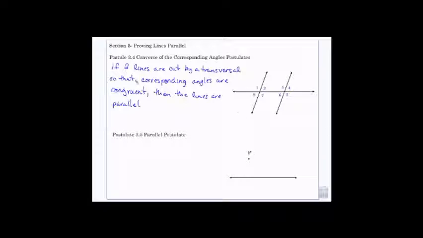So what we have is, if angle 1 is congruent to angle 3, angle 2 is congruent to angle 4, angle 8 is congruent to angle 6, and angle 7 is congruent to angle 5, then, oops, I forgot to name the lines. We'll say A and B. A is parallel to B. So before, parallel gave us congruent angles. Now congruent angles give us parallel. Again, we're just talking about the corresponding angles right now: 1 and 3, 2 and 4, 8 and 6, and 7 and 5.